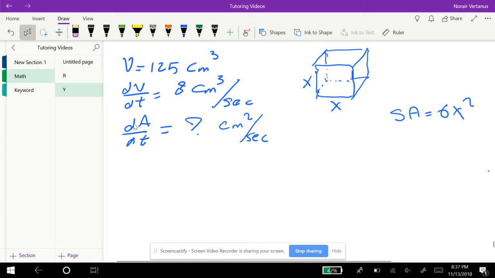And then dA/dt. So instead of SA, I'm going to just say A. Therefore, I can find dA/dt, which is equal to the derivative of 6x squared. But I don't have anything about x. I don't have the rate of change of x. What I have is dV/dt. So I have to find dV/dt. What are the formulas about the volume?